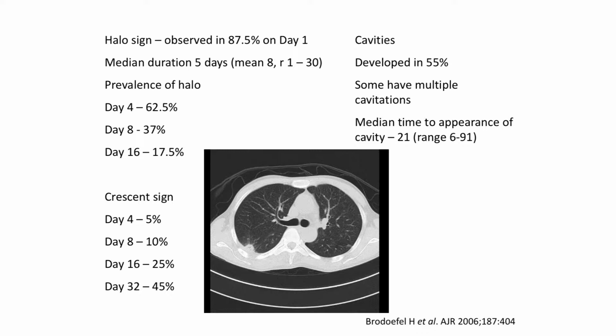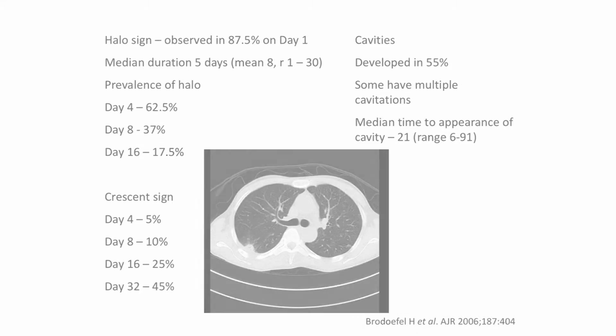But these are non-specific symptoms. Similarly, the crescent sign is a late sign. As I've said, it comes about when the white cells return. So if you scan very early, you are not likely to see the crescent sign. It is something that evolves over time.